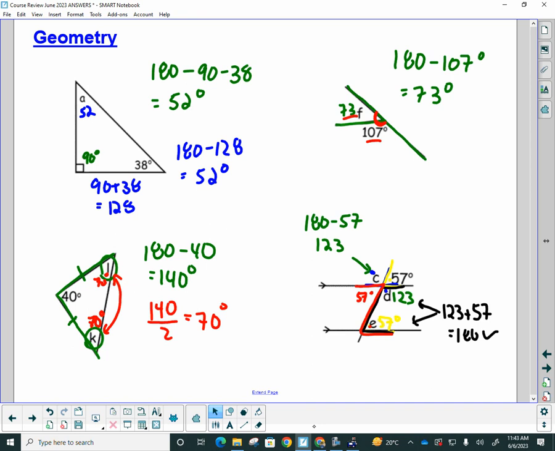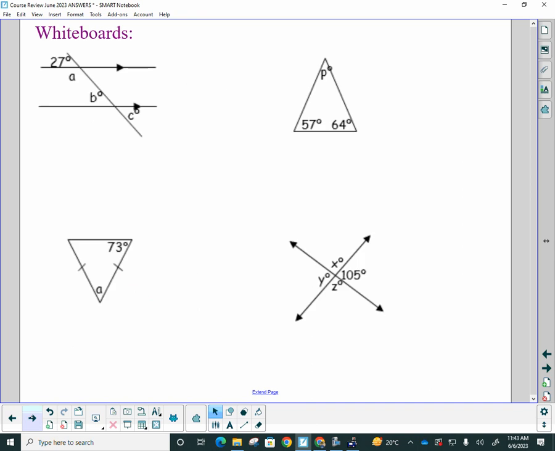So again, I'm going to send you up to the whiteboards to try these 4 questions. Make sure everyone gets a chance to try them. You can pause the video and we'll come right back.